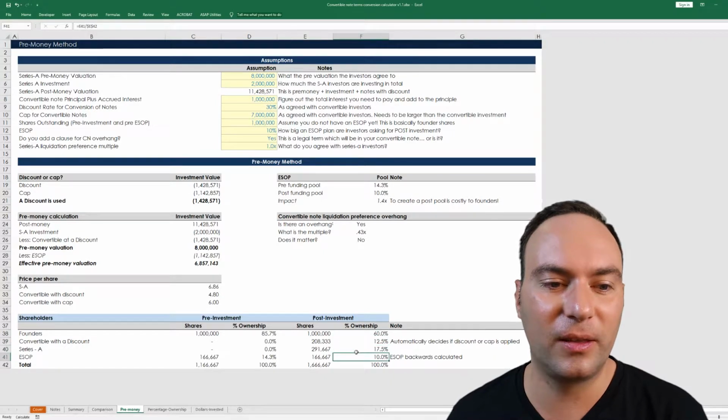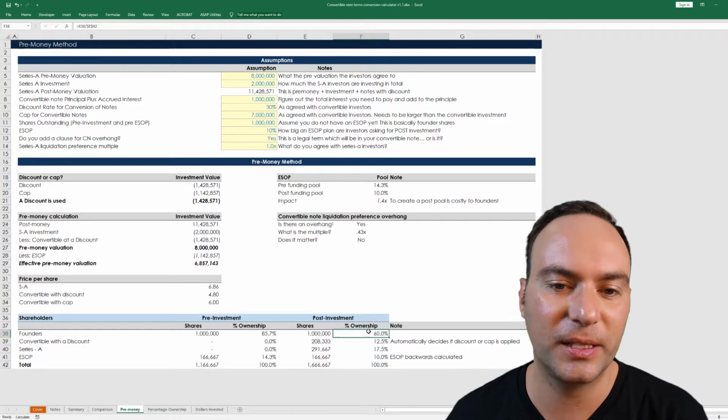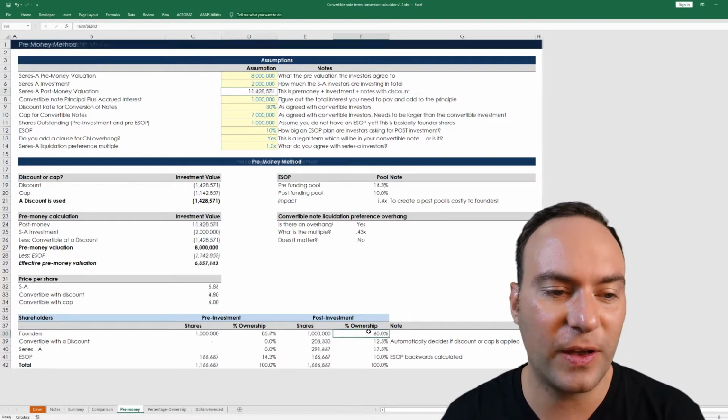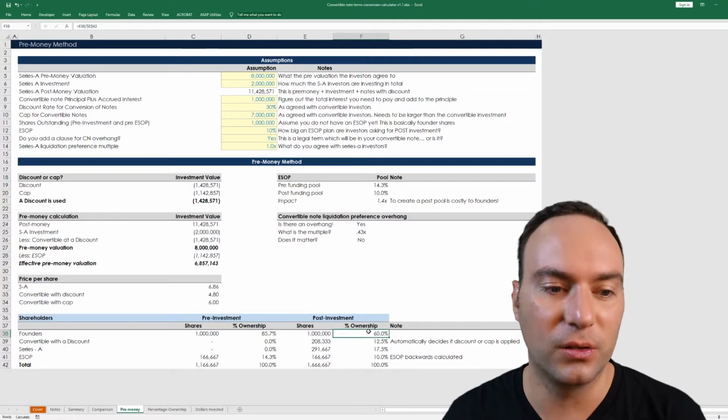So this one is the best example for founders. We can see here that they've got 60%. Percentage ownership is 55.7, and on the dollars invested basis, they are at 58.8. So as a founder, this is the one that you would want to have. As an investor, not so much.